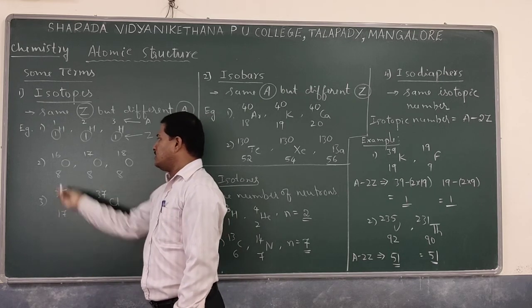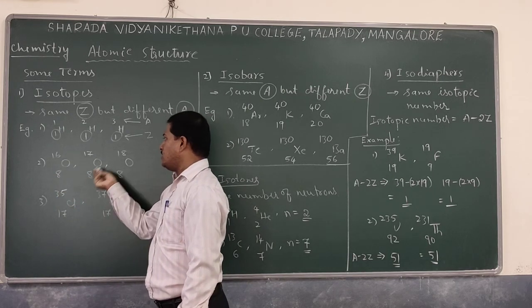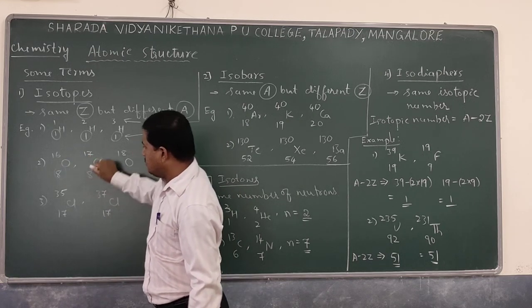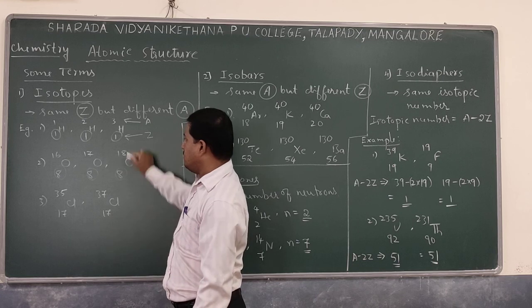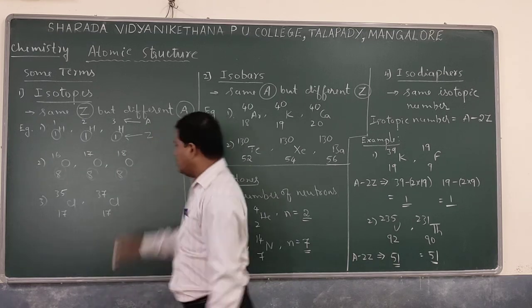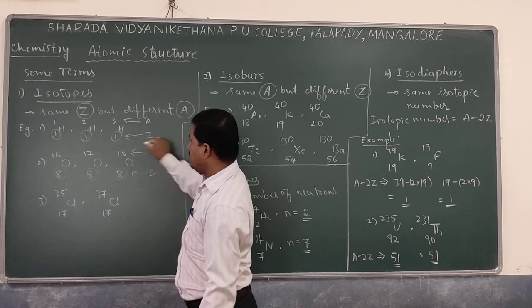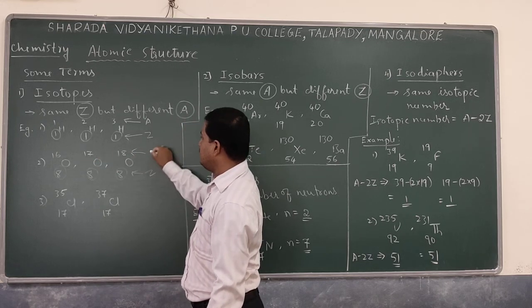Similarly, for oxygen, 8O16, 8O17, 8O18. In this case, the atomic number Z value is the same, but the mass number values are different. So 8 is the Z value, the atomic number, whereas 16, 17, 18 are the mass numbers.